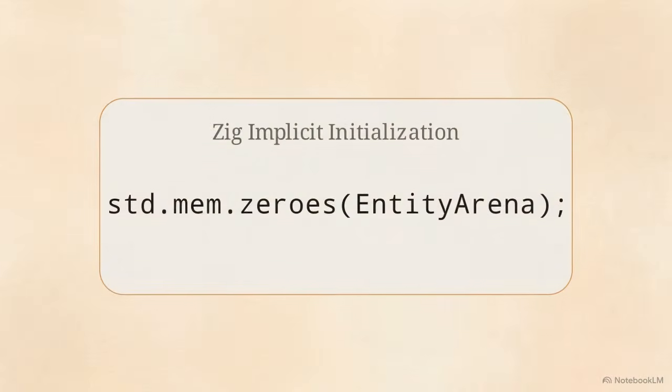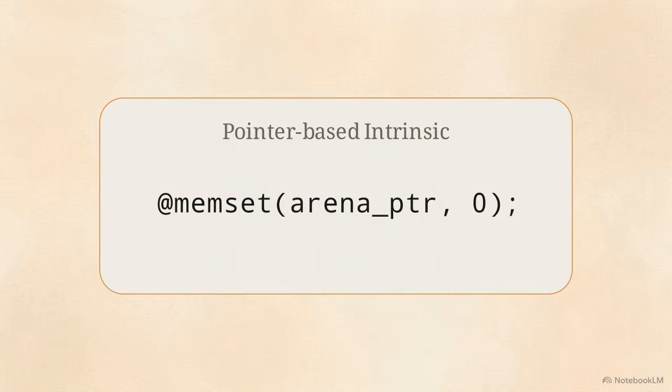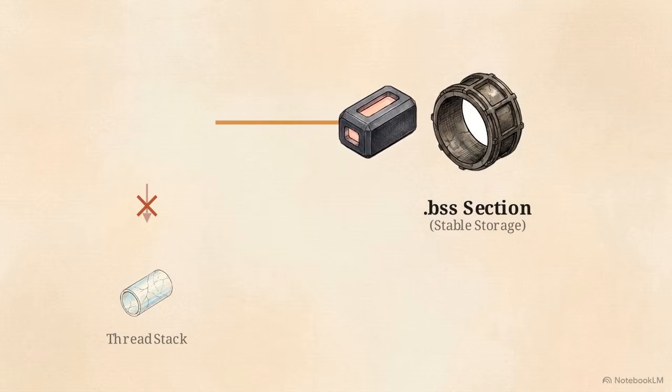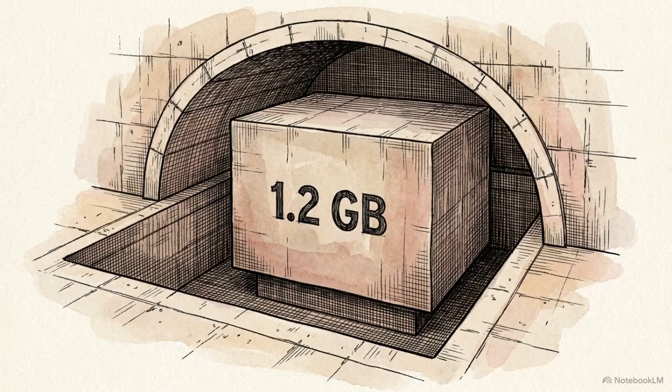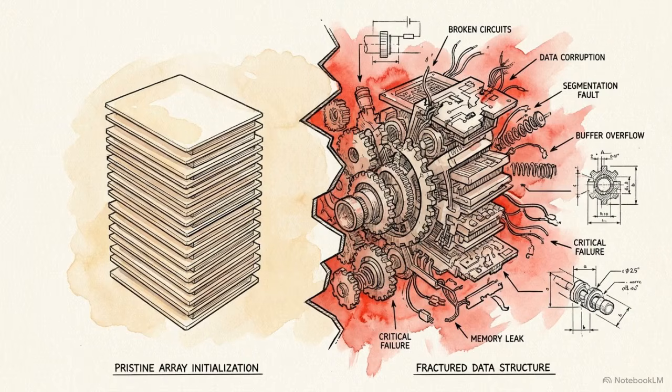We neutralize this by bypassing Zig's implicit initialization abstractions entirely. Instead of std.mem.zeros, we use a pointer-based @memset command. The 1.2 gigabyte block bypasses the thread stack pipeline completely, routing directly to a stable storage area known as the .bss section. Addressing this memory directly avoids the thread stack limit. Implicit initialization is a useful abstraction in isolated code, but it hides hardware realities. Across an FFI boundary, standard library functions easily become lethal traps.